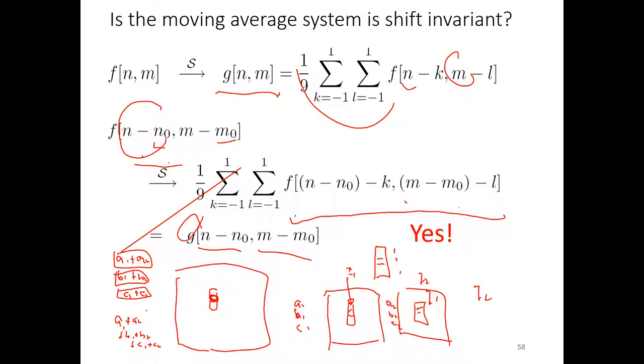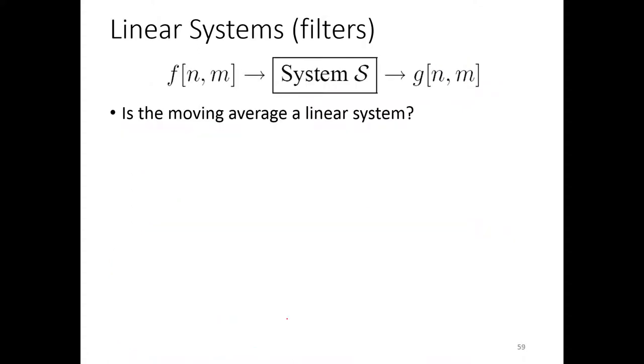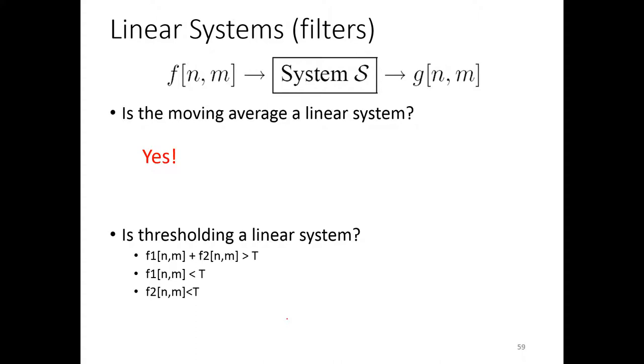Of course, this is the same as applying the filter to each individual image. I apply the filter to the first image and get A1 plus B1 plus C1. I apply it to the second image and get A2 plus B2 plus C2. If I sum them together, it's equal to this. You can go back home to verify. So apparently it's linear.